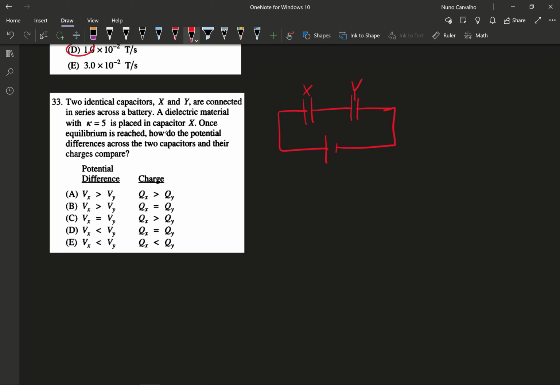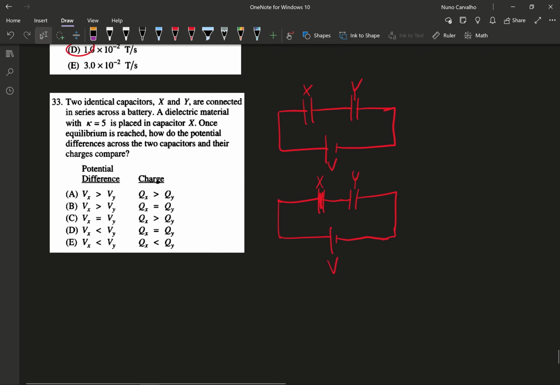Okay, so let me draw here two, and one of them will have the dielectric constant in it, but it's still going to be called X right there, and this is going to be called Y, and it's still the same potential difference, okay? So we have here some potential difference, some potential difference. Okay, so how do these change?